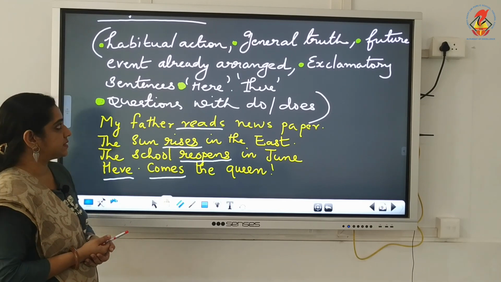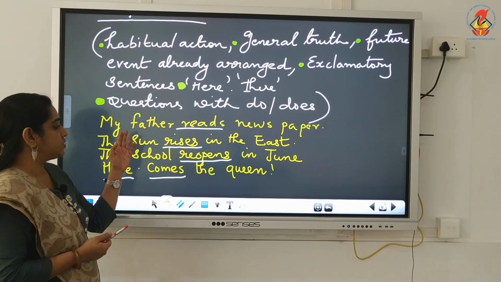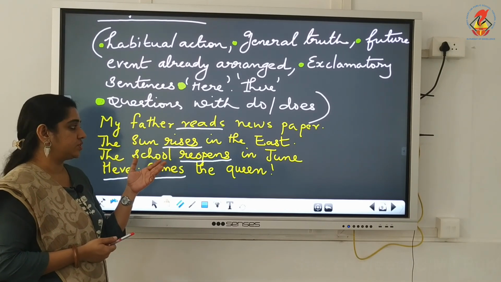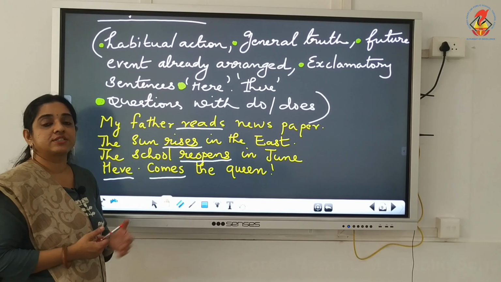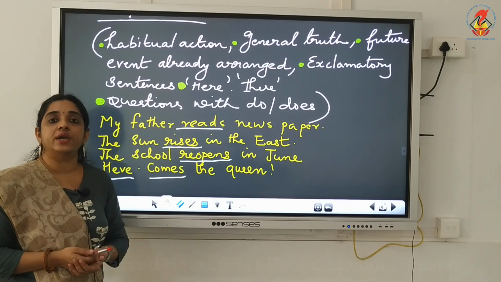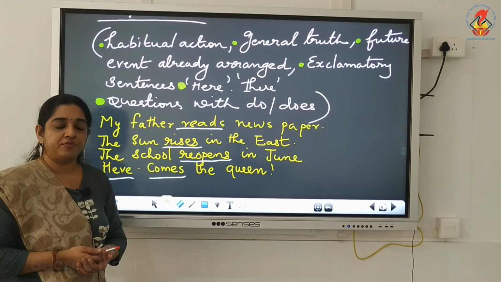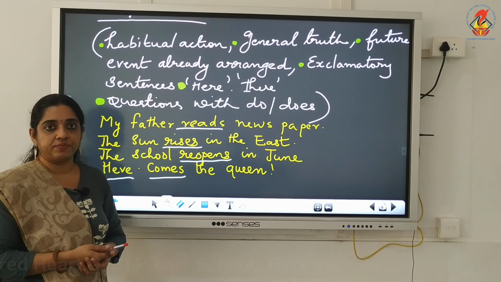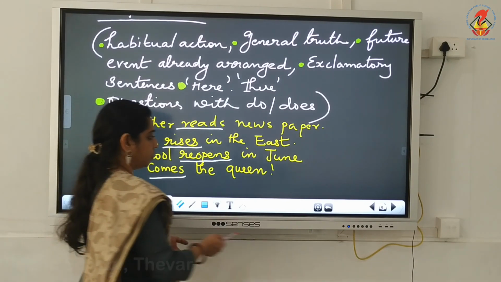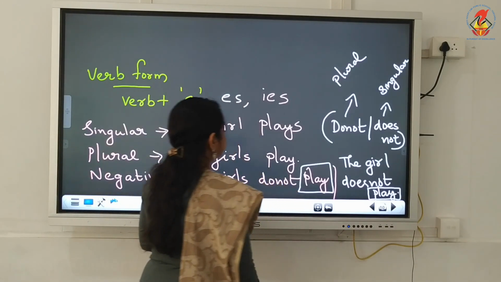So simple present tense means what? Some habitual action, some universal truth, then a future event which is already arranged, all the exclamatory sentences, and also questions starting with do and does. For example, does she play? That's an example. Now let us move to the next one.